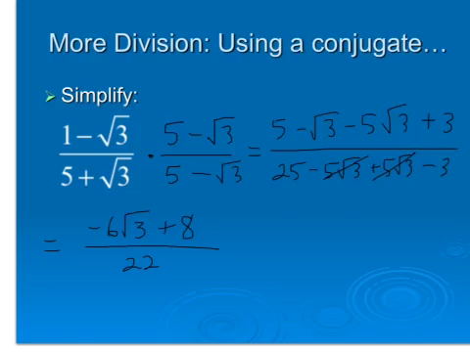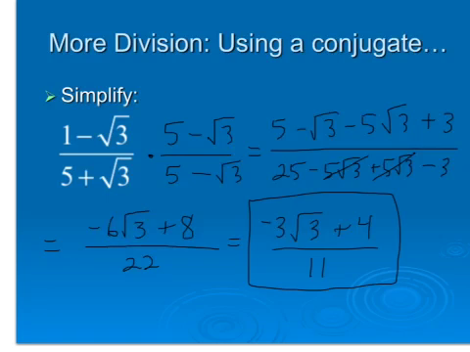The one last step here: if this is a 6-point problem, you've just earned yourself 5 points. In order to get your last point, all three of these numbers, the coefficient on the radical, the 8, and the 22, have a common factor. It has to be all three. If this 8 were a 7, it wouldn't work with just 6 and 22. So all three of those have a common factor. So I would have to write this as negative 3 root 3 plus 4 over 11. That is fully simplified, and that's going to be my final answer.